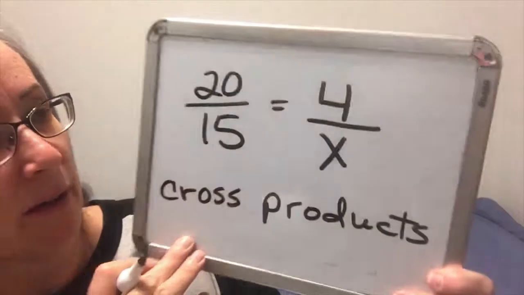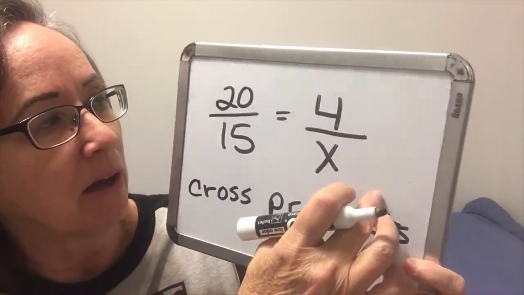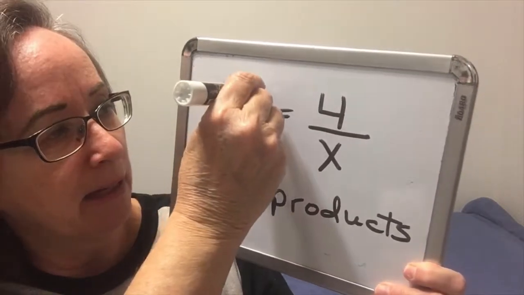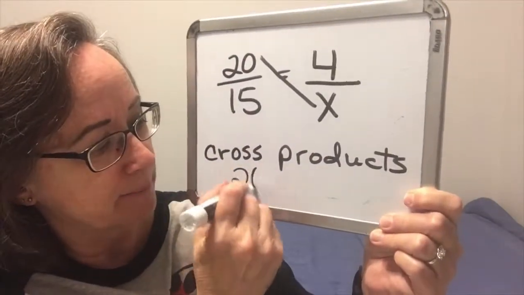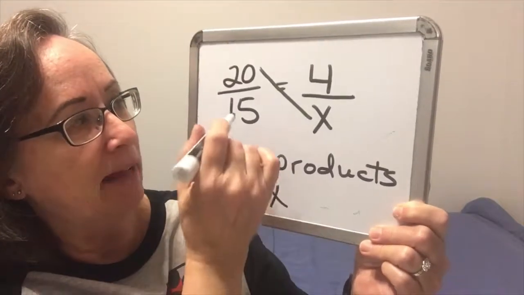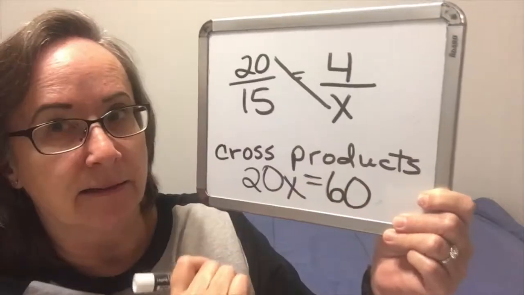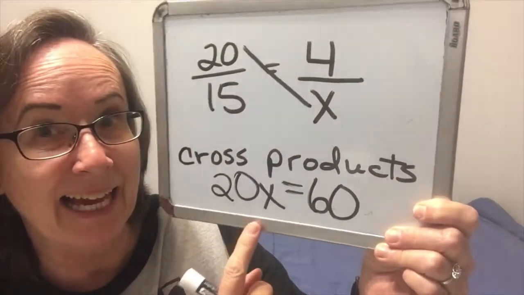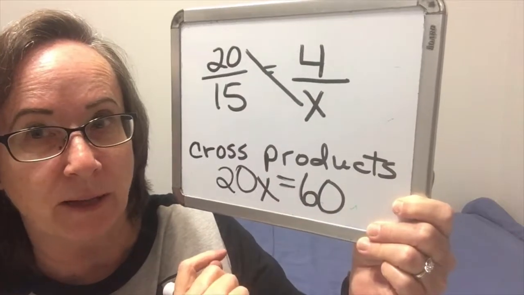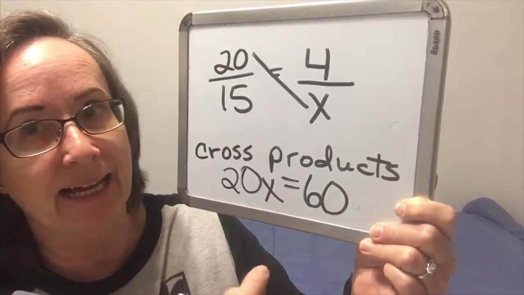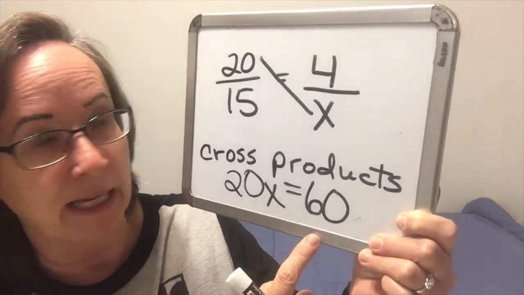So here we go. We have 20 over 15 is 4 over x. We're going to multiply 20 times x is 20x. And 15 times 4 is 60. So if I want to get the x by itself, don't I need to divide by 20 and divide by 20 on both sides? And 60 divided by 20 is 3.